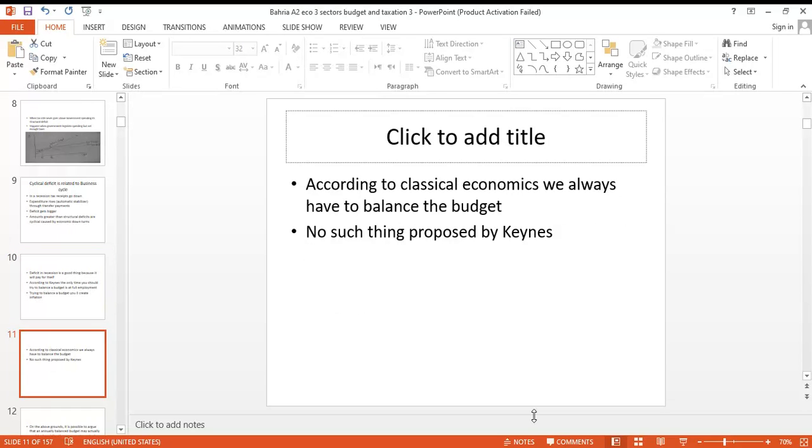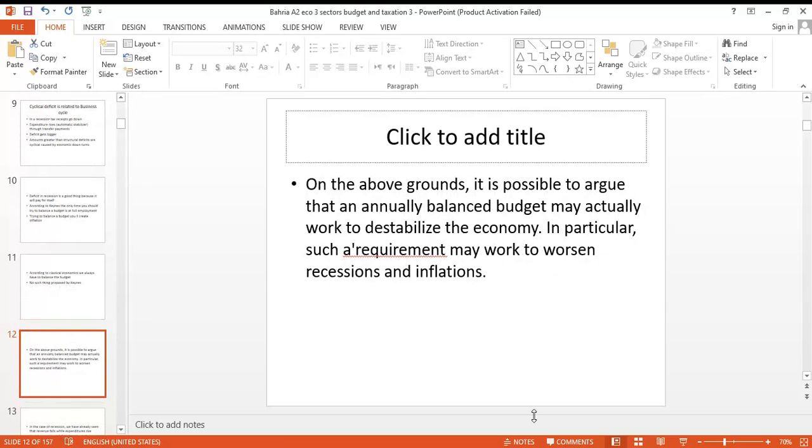Of course, this point of view is not shared by the classical economists. They believe that the budget should always be in balance. And we will see now why, according to the Keynesians, it is not a good idea to keep the budget in balance always. And that is what we will look at in the next video.